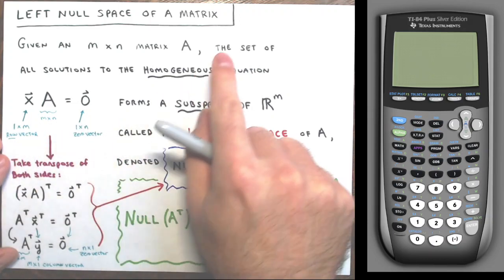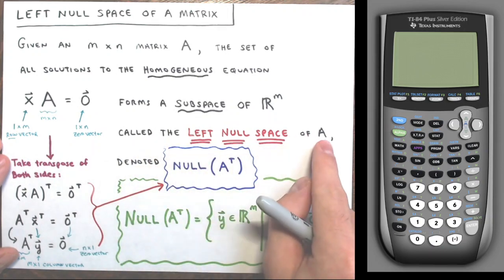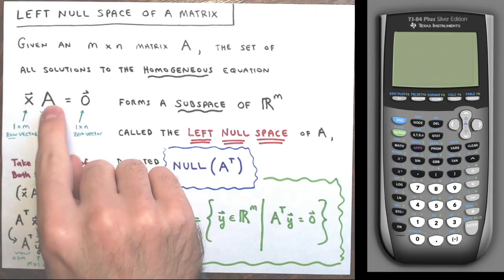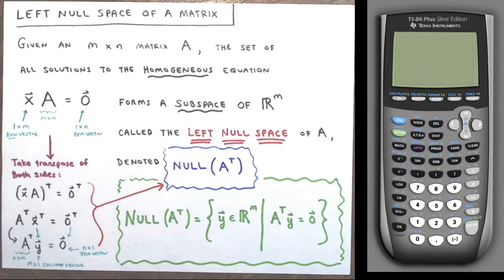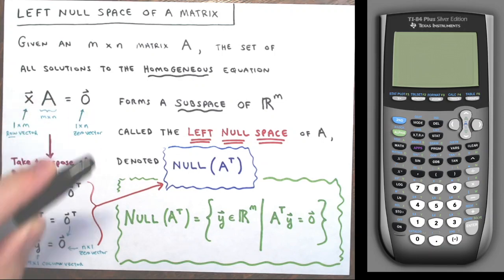So the set of all solutions to this equation form a subspace of Rm called the left null space of A. Now maybe you can see why it's called the left null space of A. Remember, the plain old null space of a matrix was all the solutions of A times x equals 0, where the vector x was on the right side, and it was a column vector. Well, this is called the left null space because these vectors I can put on the left of matrix A to get the 0 vector.